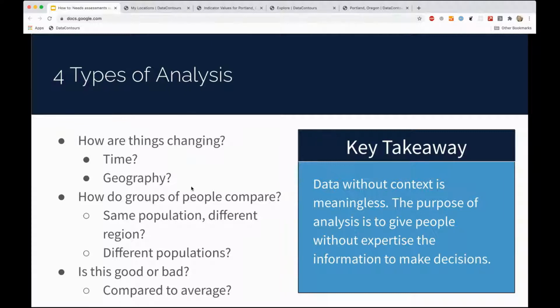And so as you're thinking about your analysis, the key part of that analysis is making these implicit contextual pieces of information explicit so that people can really understand what the meaning of the data is. And it really comes down to these simple questions that you want to ask and be able to answer. The first one that's pretty obvious is, how are things changing? Are they getting better or worse? And are they doing that over time?